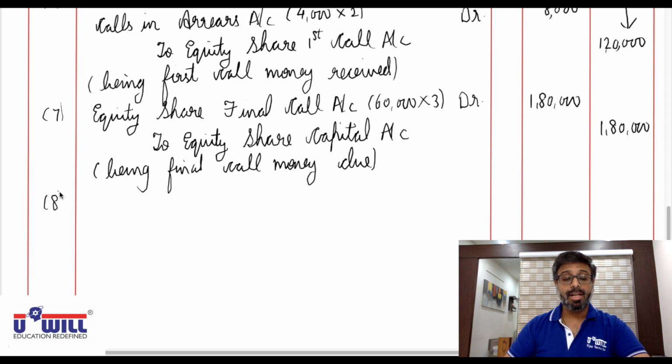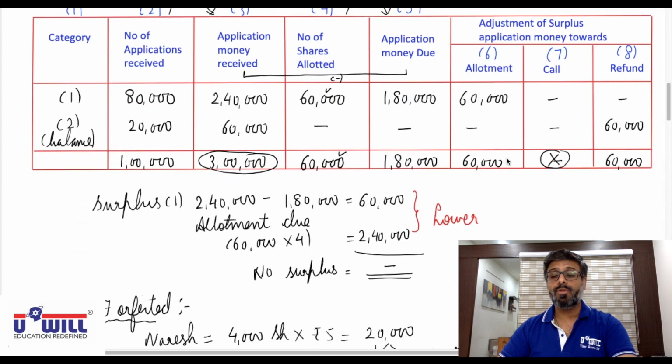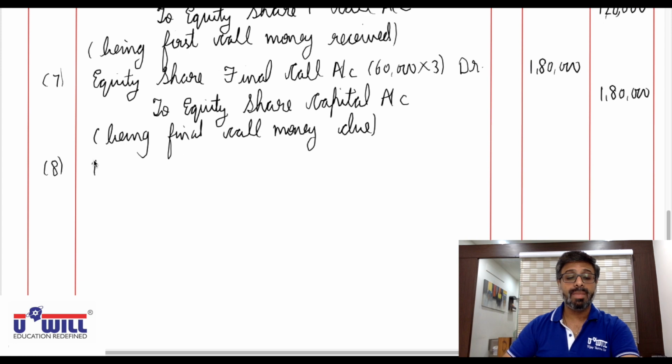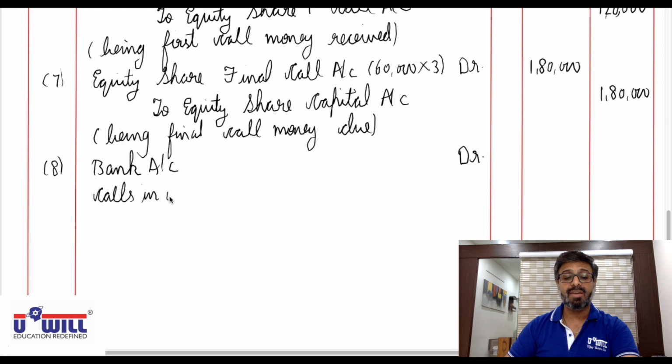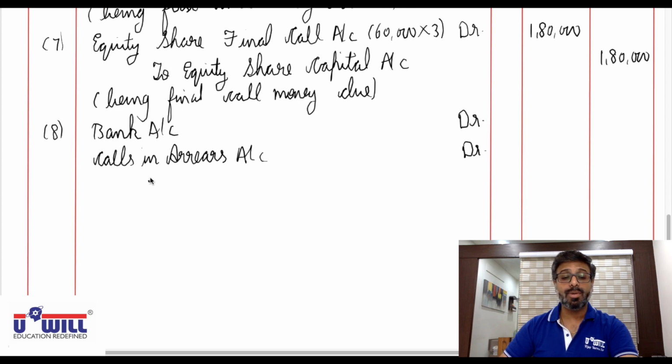Next, final call money received. Again, see the workings. Do we have calls in arrears? Yes. Do we have calls in advance? No. So combined entry only with calls in arrears will come. Whatever money is received, bank is the receiver, debit the receiver, bank account debit. Whatever money is not received, calls in arrears are still receivable, debit the receivable, calls in arrears account debit. And to close equity share final call account, we will reverse and credit it. So to equity share final call account.